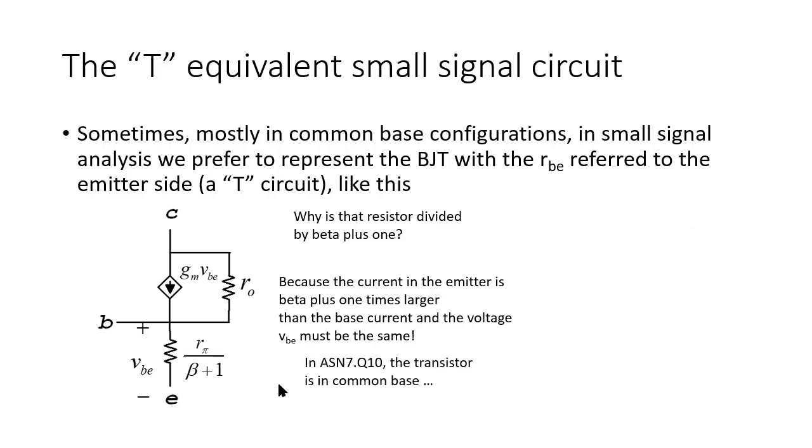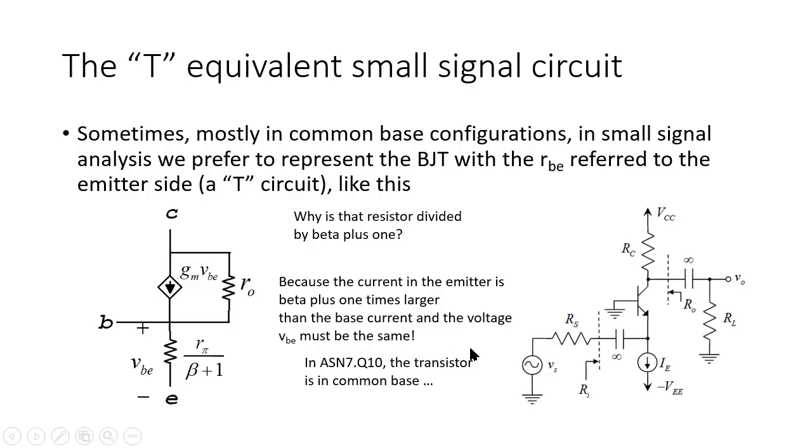Let's look at an example that comes out of one of your assignments, assignment 7, question 10. The transistor is in common base. You say, how is that? Look, the base is connected to the reference, to ground, and so is the input and the output. So the base is common to the input and the output. This is in common base.